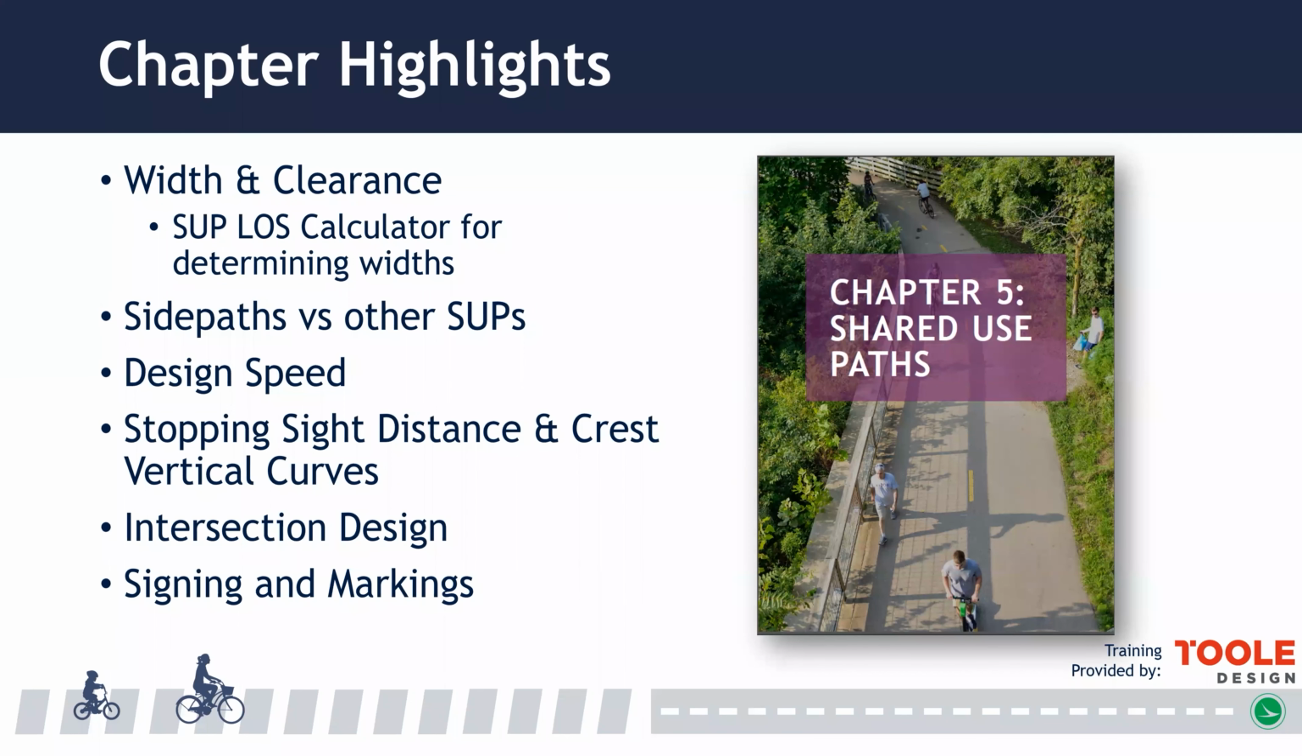Chapter 5 covers the design considerations related to shared use paths, including width and clearance, design speed, sight distances, intersection design, and signing and pavement markings. Additionally, this chapter provides information that distinguishes side paths, a shared use path along a roadway, from other shared use paths located within independent alignments, such as through a park or a forest, which is particularly important when planning and designing intersections.